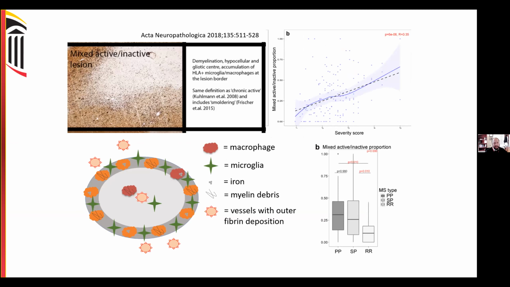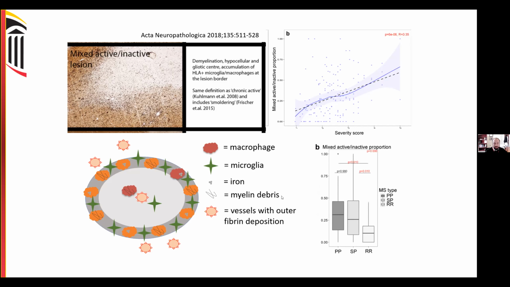So again, what is a chronic active white matter lesion? Well, the histopathology shows us that these chronic active lesions have a core, which is very heavily demyelinated. There's loss of oligodendrocytes, a very hypocellular, apoptotic, and gliotic center. And then at the outer edge of the lesion, we see accumulation of macrophages and microglia. There's loss of myelin in the center, but there's some myelin debris in these macrophages, an accumulation of iron in some of these macrophages and microglia. And then evidence of blood-brain barrier breakdown with some vessels with fibrin deposition.